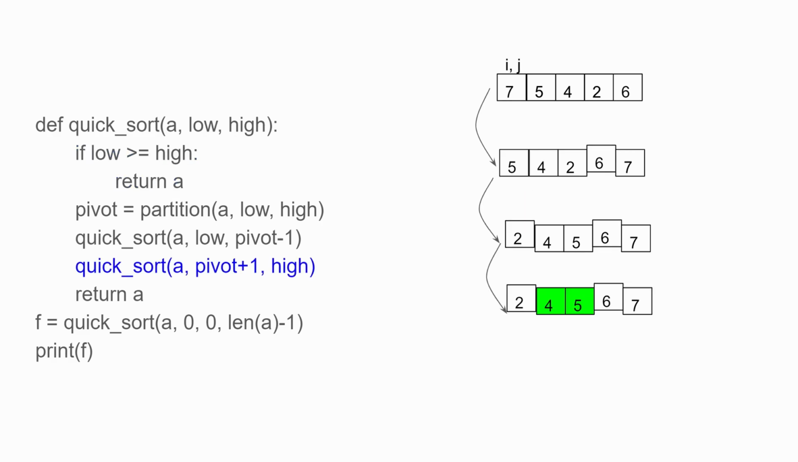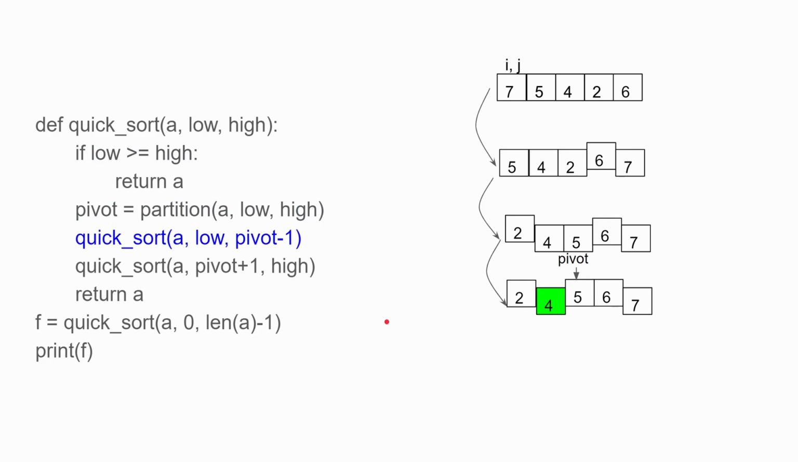Then it backtracks to 6 on the right, and backtracks to 4 on the right, and then it calls itself with A, pivot plus 1 and high. So now it thinks the array is this part. So low is not bigger or equal to high, it won't return anything, and it'll call partition again. And then it'll call itself with pivot minus 1. And then it will return because after calling itself, low and high are both here, so it will return. Then backtrack to 6 and call itself with pivot plus 1 and high.